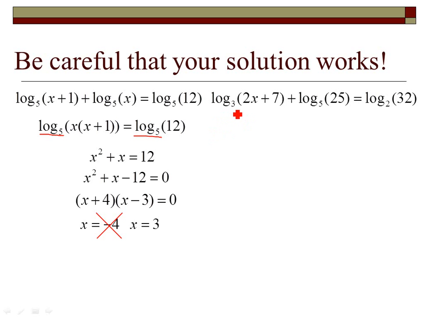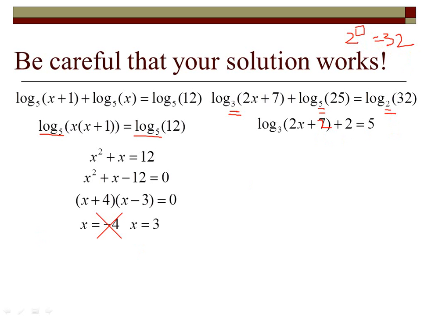Okay, now, well, look at this. I've got base 3, base 5, base 2. I can't combine these because they're not the same base, but I can evaluate them. So log base 5 of 25. I go, 5 raised to what equals 25? Oh yeah, it's 5 squared, so therefore this is 2. Log base 2 of 32, so 2 raised to what equals 32? Oh yeah, that's 2 to the 5th, so that becomes 5.